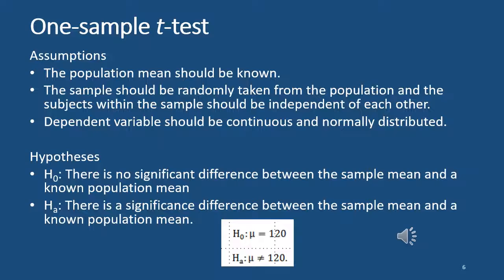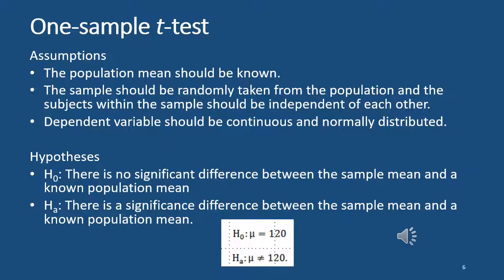So you may recall from last week's homework that the assumptions of the one sample t-test are that the population mean should be known, the sample should be randomly taken from the population, and the subjects within the sample should be independent of each other, and the dependent variable should be continuous and normally distributed.